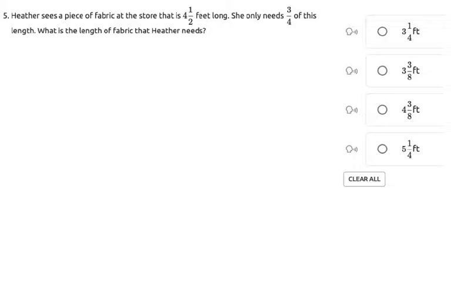But real quick, Heather sees at the fabric store a piece of fabric that's 4.5 feet long, and she only needs 3/4 of that. So she only wants 3/4. So basically, you're figuring out what 3/4 of 4.5 is. Well, how do you do that?